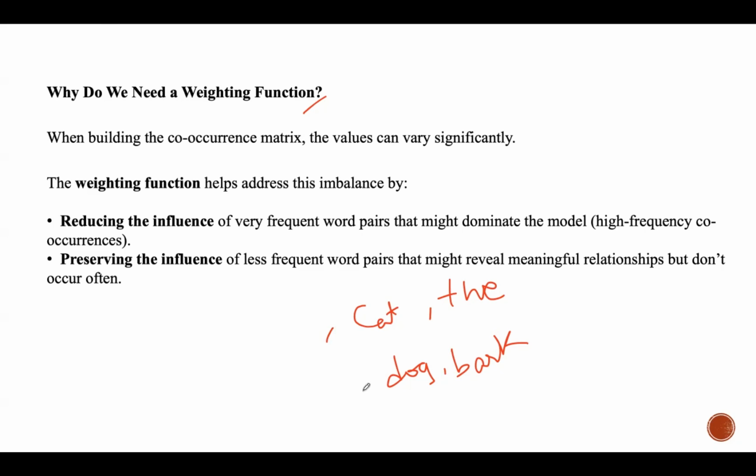Similarly, the other pair, the less frequent pair dog and bark, might be drowned out, even though it reveals an important relationship between the words. So with the weighing function, GloVe ensures that the semantic relationship between dog and bark is properly captured while reducing the undue influence of the frequent pair cat and the, which doesn't add much meaning. So we can say that this weighing function reduces the influence of very frequent word pairs and preserves the influence of less frequent word pairs.